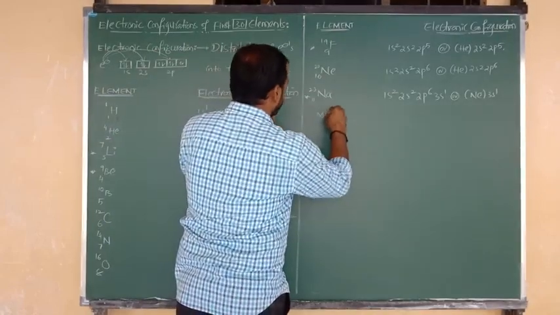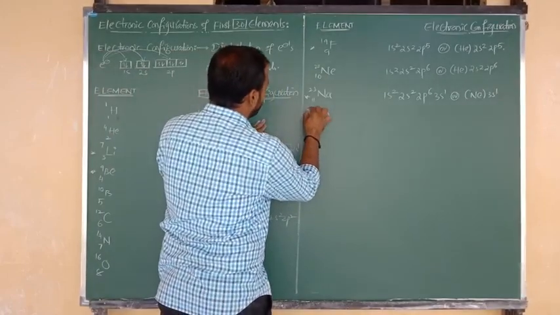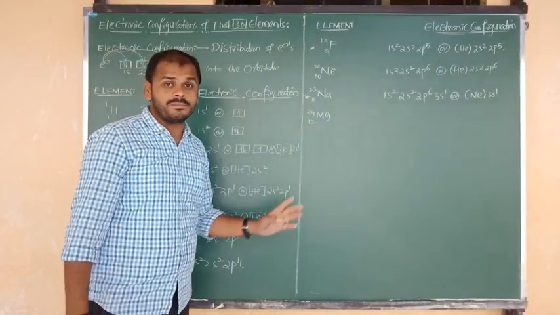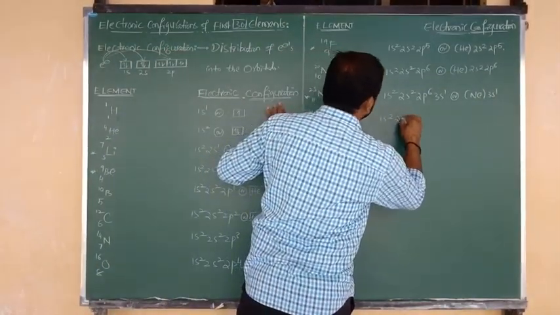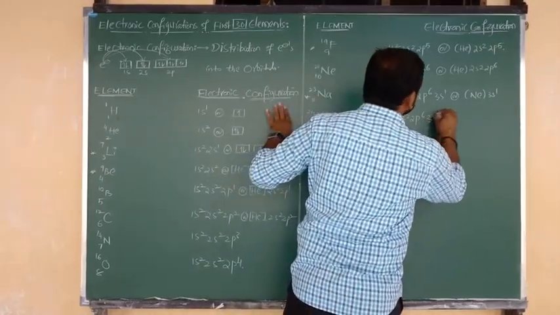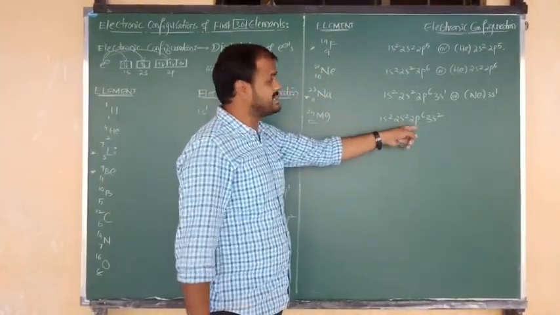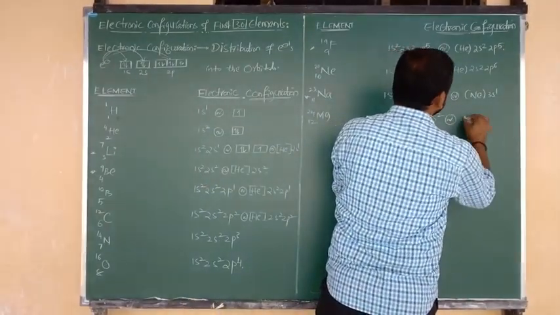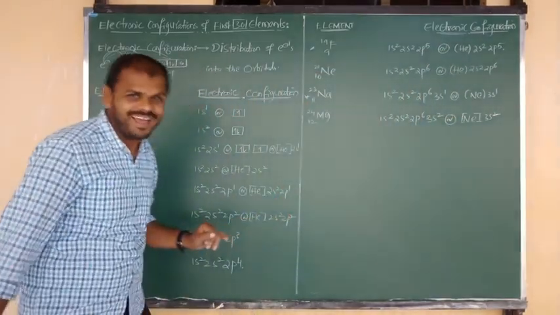Next one is magnesium. What is the symbol of magnesium? Mg. The atomic number is 12 and the mass number is 24. How to distribute the 12 electrons? 1s2, 2s2, 2p6, 10 over. The remaining 2 electrons are distributed into 3s2. So 1s2, 2s2, 2p6, up to this is neon. So the short form is neon 3s2. Okay, good.